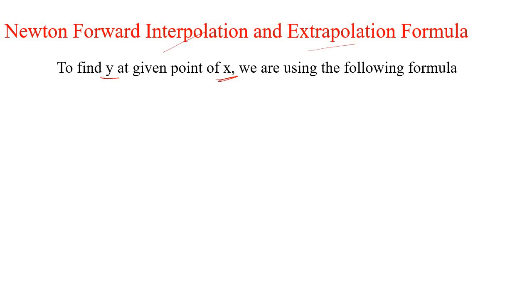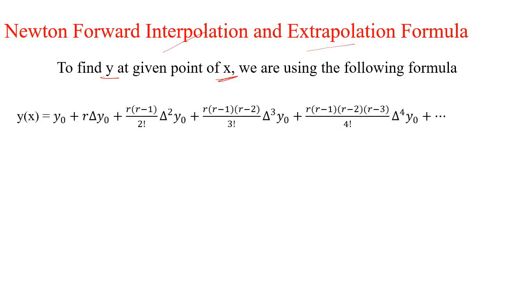The forward interpolation formula is given by, observe the formula very carefully. We are finding y at a given point of x. The first term is y0, meaning the initial value of y, plus r into delta y0. I will tell you later how to find r or what r is. Plus r into r minus 1 by 2 factorial into the second order forward difference of y0, plus r into r minus 1 into r minus 2 by 3 factorial into the third order forward difference of y0, plus etc.